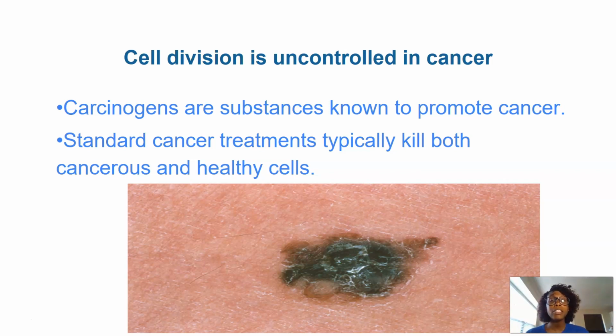Then you have standard cancer treatment that temporarily kills both cancerous and healthy cells. If you know somebody that has had cancer and they go through chemotherapy, they tend to lose their hair. The reason behind that is because cancer cells are rapidly growing and rapidly dividing. Your hair cells are also rapidly dividing at that same rate. So chemotherapy is designed to stop cells from constantly dividing.